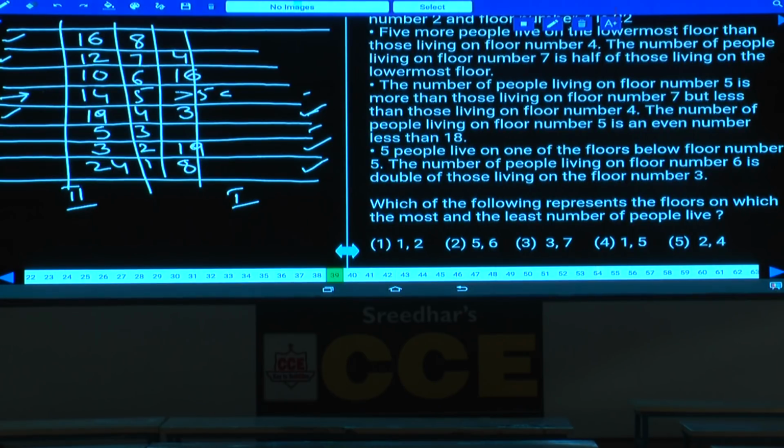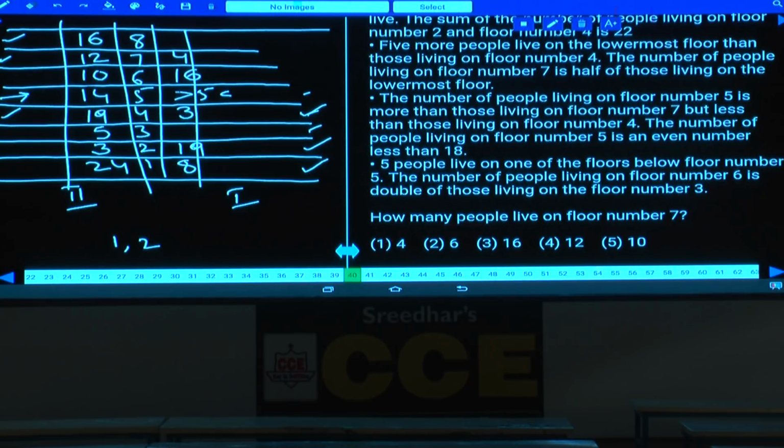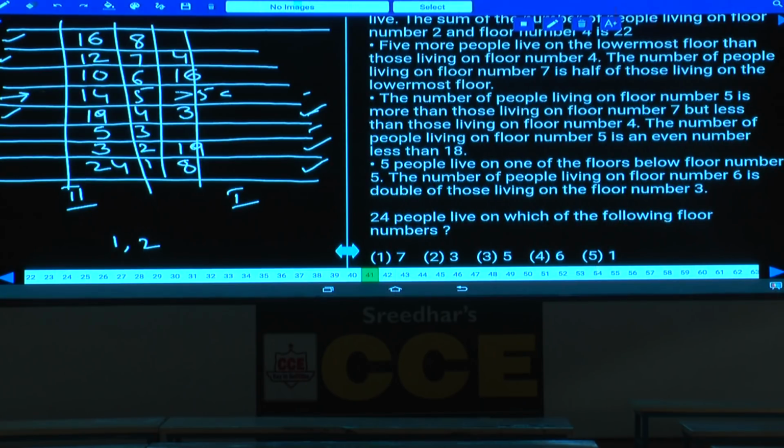Then question number 39. Which of the following represents the floors on which the most and the least number of people live? Most number of people means the highest number of people are living on floor number 1, that is 24, and the least number of persons are living on floor number 2, that is 3. Hence 1 and 2, that is choice 1. Then question number 40, how many people live on floor number 7? There are 12 persons living on floor number 7, that is choice 4. Then question number 41, 24 people live on which of the following floor numbers? 24 living on floor number 1, that is choice 5.